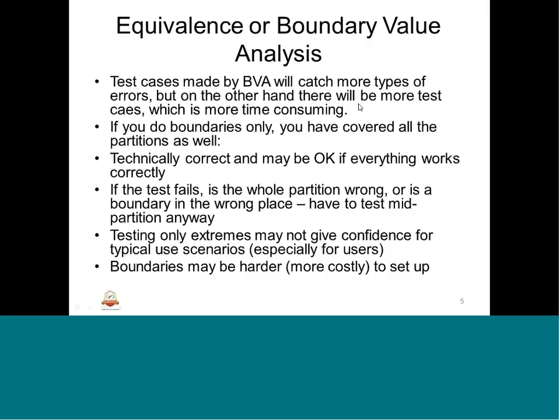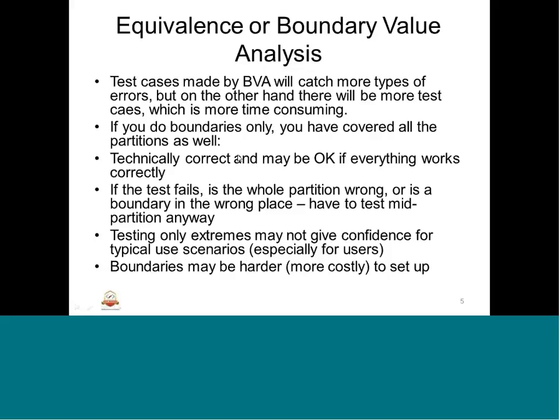But the disadvantage is that we will have more test cases. On the other hand, more test cases are more time consuming. Definitely, it is time consuming because we need to identify for each of the boundary conditions. But it's equally important to identify the BVA, the boundary value analysis test cases. If you do boundaries only, you have covered all the partitions as well. That means definitely it is going to cover all the partitions. But better to have an intermediate value along with the boundary conditions.